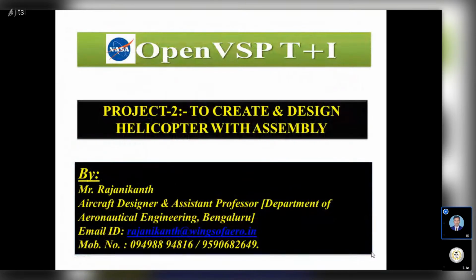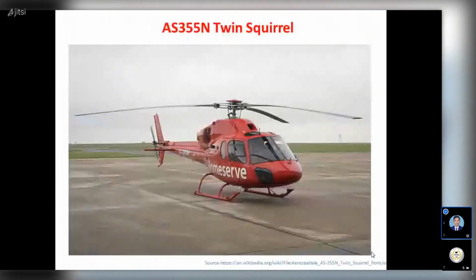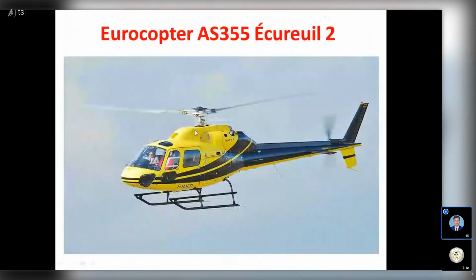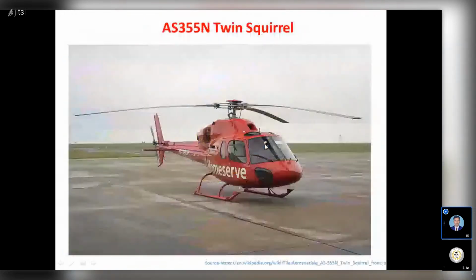To create and design a helicopter with assembly. Okay, in this project 2, we have completed 2 parts. One is our main fuselage, and the second one is our upper side fuselage. This one and this one, the main body of the helicopter fuselage component, is done by using our OpenVSP and by using 2D geometrical parameters.